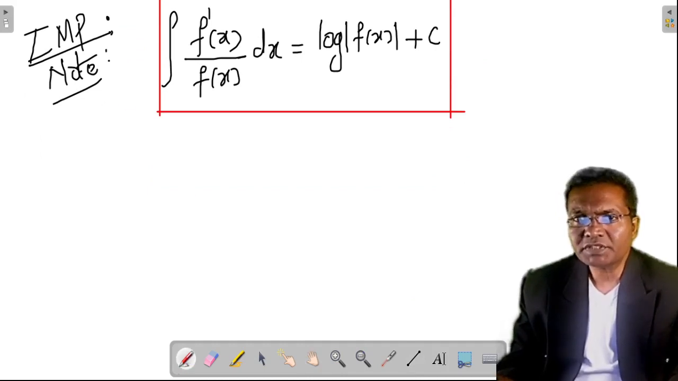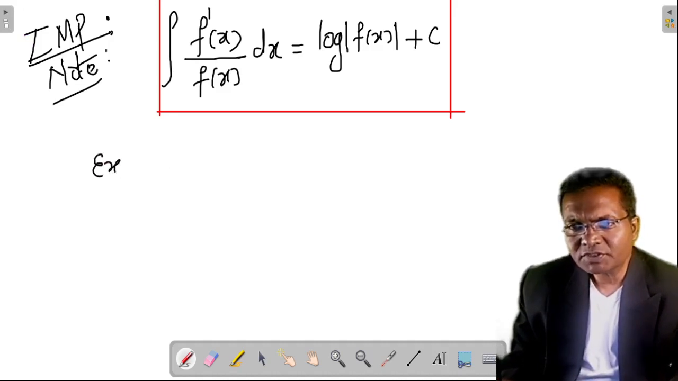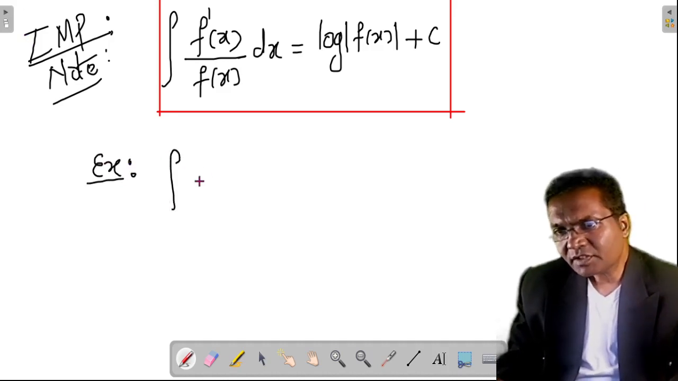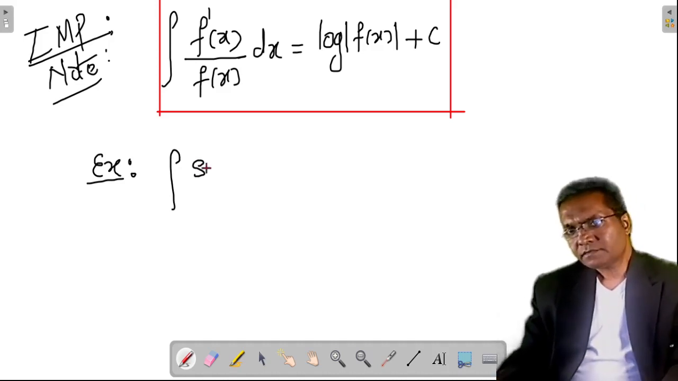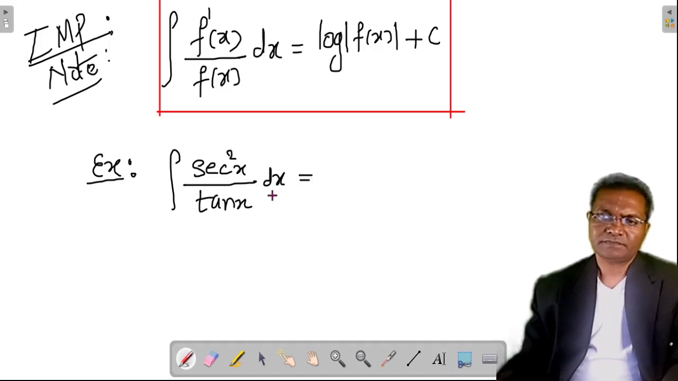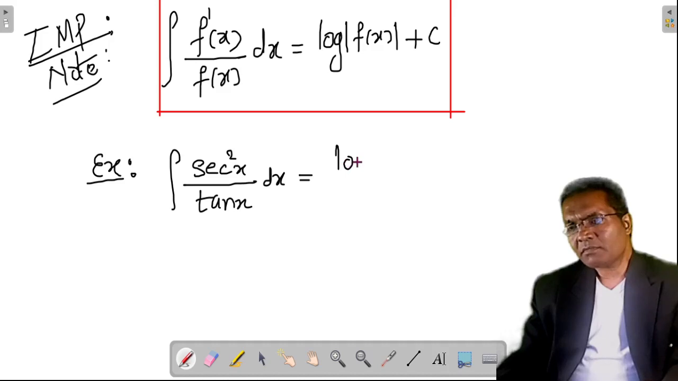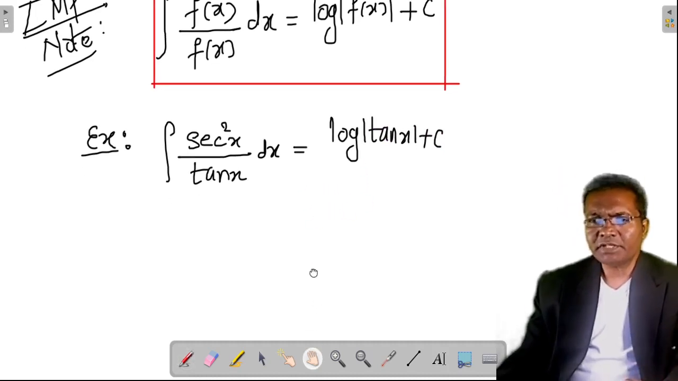So whenever the situation arises, you have to use this. I'll be giving some sample examples. Suppose you have secant square x by tan x dx. Look at this. The derivative of tan is secant square. So if it is for 1 mark or in any situation it arises, you can immediately write it as log of the denominator. In case of differential equations we use this.